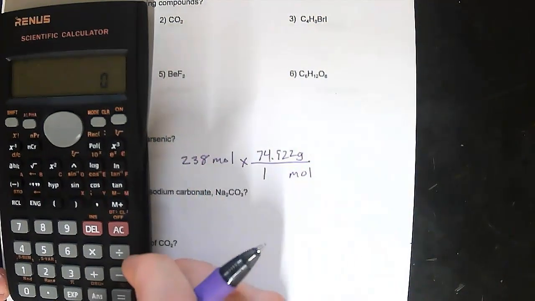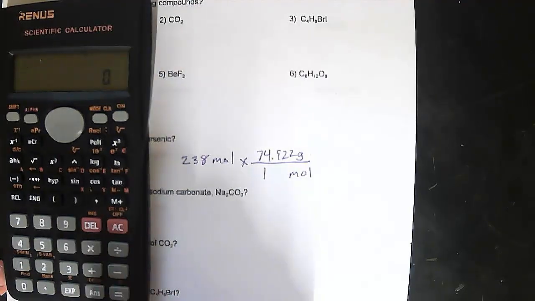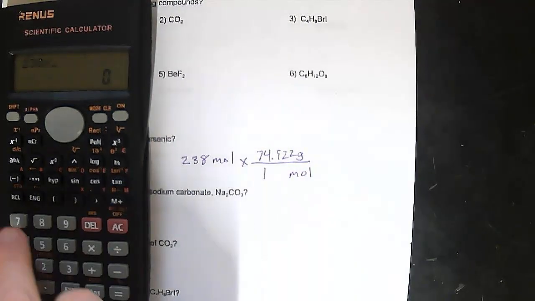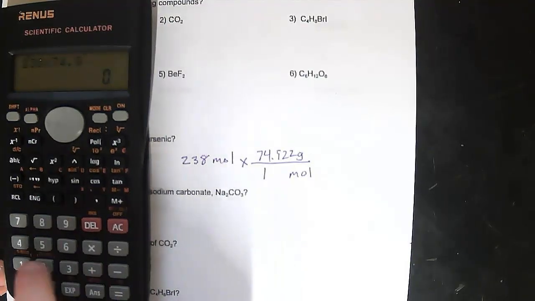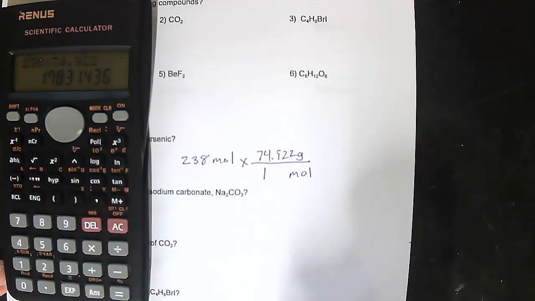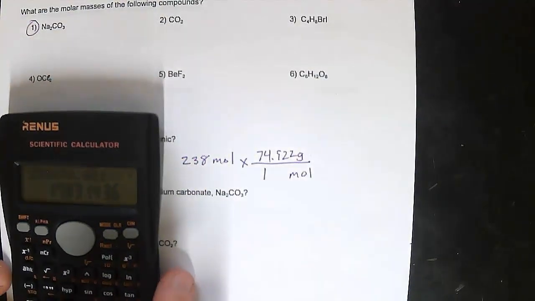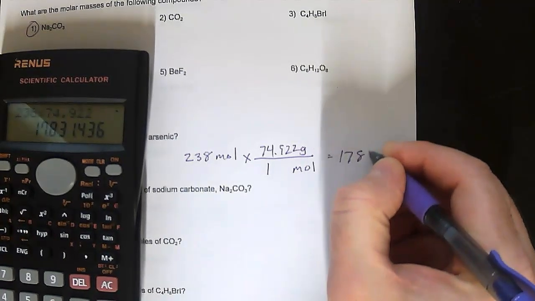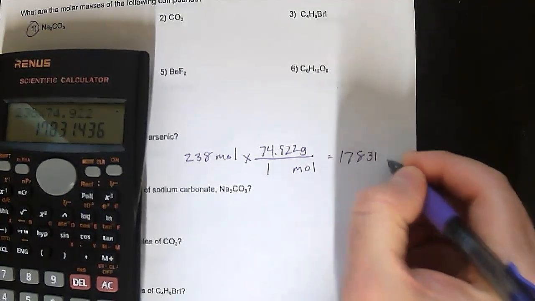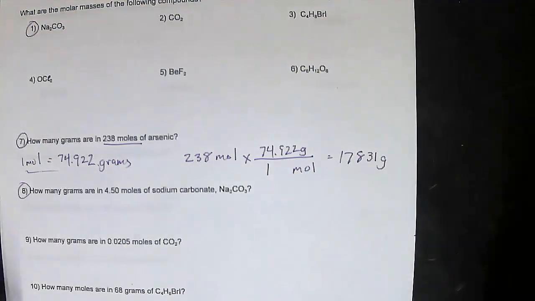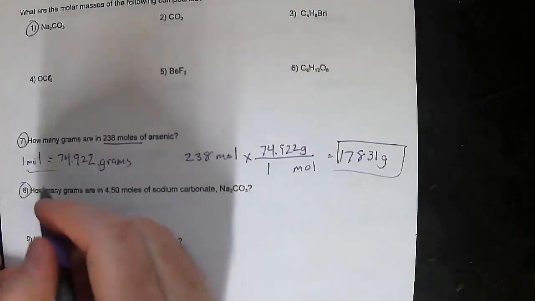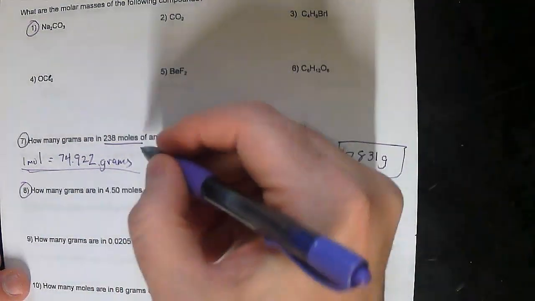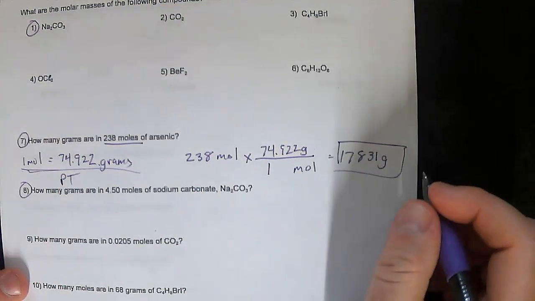Now we get out our calculator. It's going to be 238 times 74.922, and that equals 17831 grams. And so that's your answer. So we didn't really have to calculate a molar mass. We had to get the molar mass from the periodic table for this one.